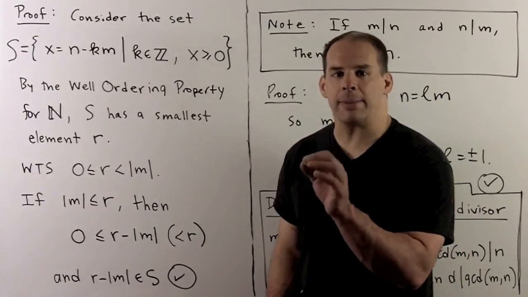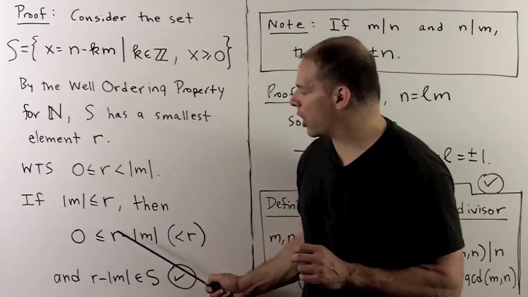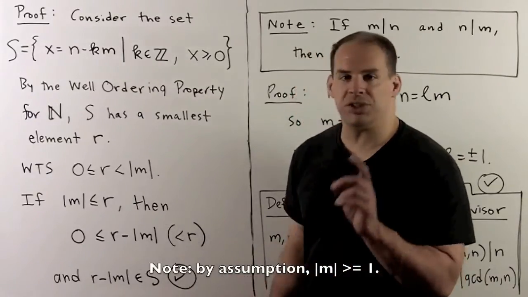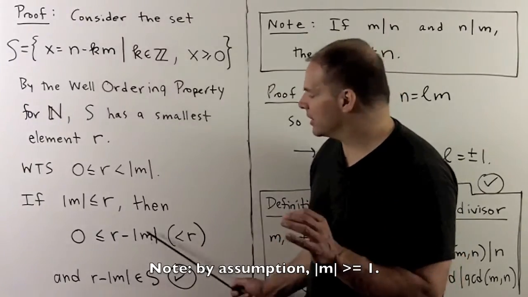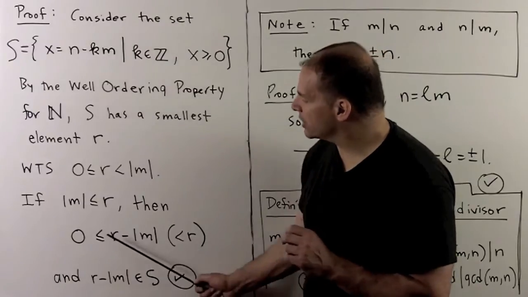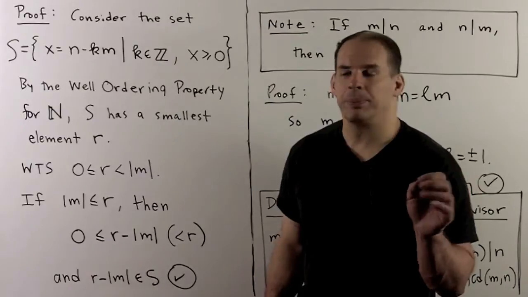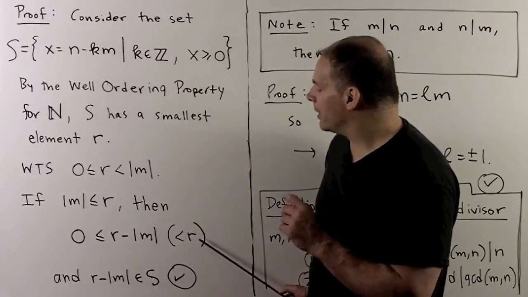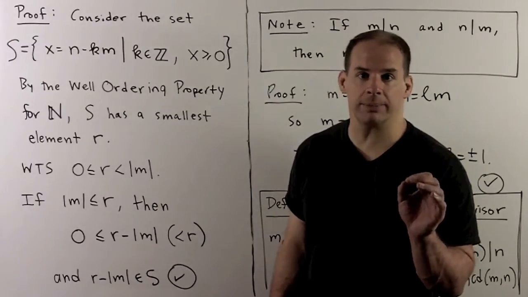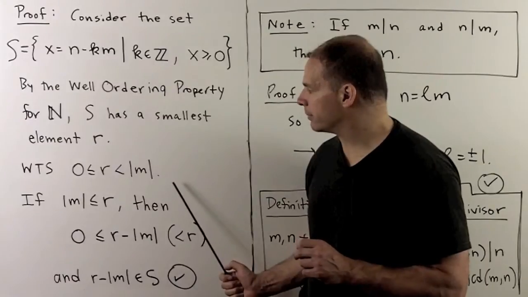We can subtract off the absolute value of m from both sides of that inequality. That gives us 0 less than or equal to R minus the absolute value of m. Because the absolute value of m is 0 or positive, this difference is strictly less than R. Now, because this number is greater than or equal to 0, it's inside of our set S, but because it's strictly less than R, that means R is not the least element of this set. So we get a contradiction. That means R is going to be in the desired range.